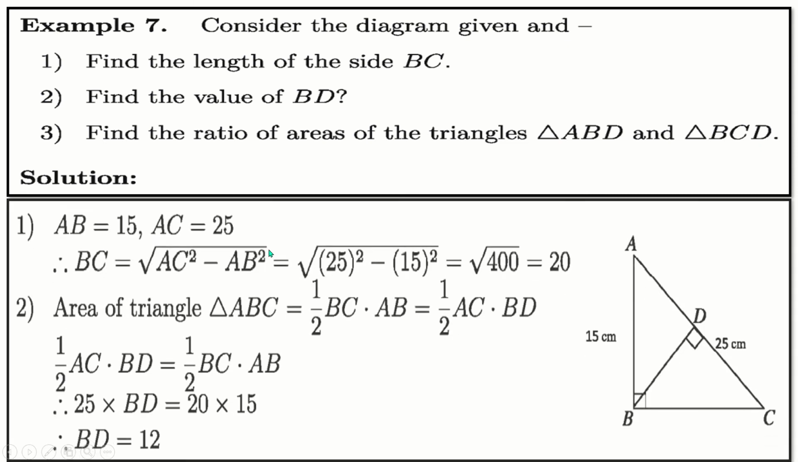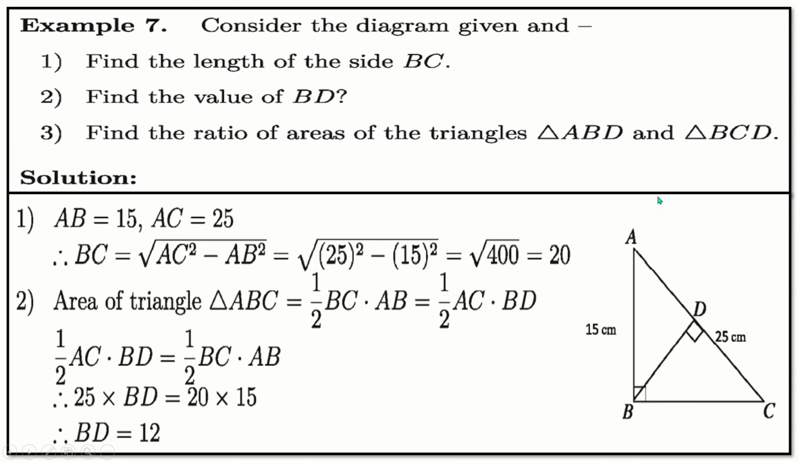Solution, follow. This is the given figure. ABC, and BD is a perpendicular on AC, as here is a right angle symbol, so BD is a perpendicular on AC. And ABD and DBC both are right angle triangles.